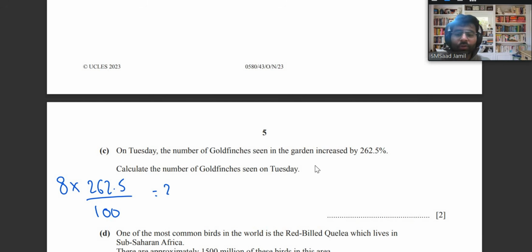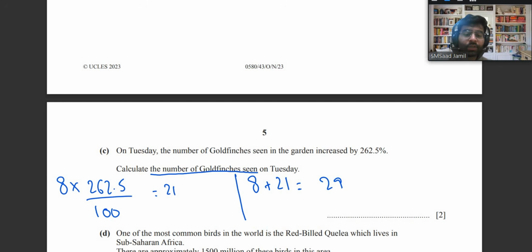So look, do not write 21 as your answer. It says calculate the number of goldfinches. The number of goldfinches was 8. They have increased by 21. So now there are 29 goldfinches.